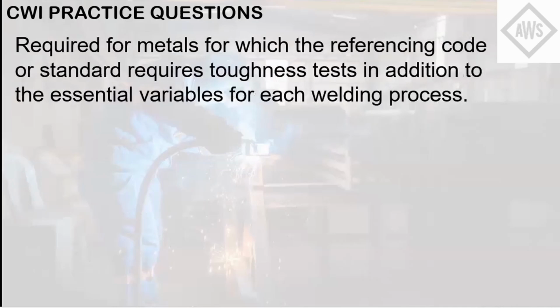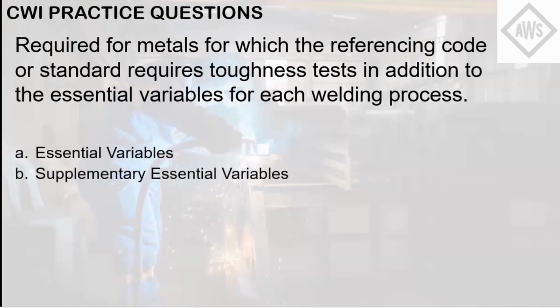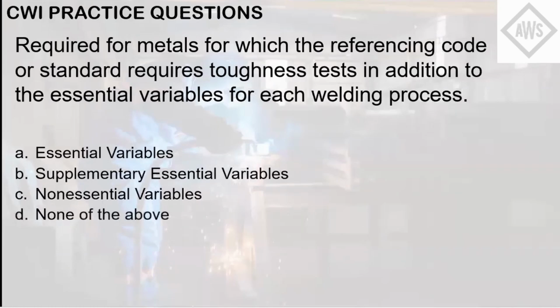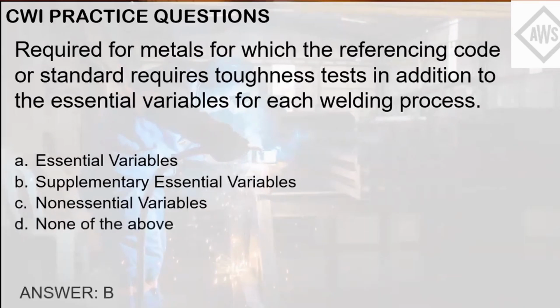Next question. This is required for metals for which the referencing code or standard requires toughness test in addition to the essential variables for each welding process. So what do you call this variable? Letter A, essential variables. Letter B, supplementary essential variables. Letter C, non-essential variables. Letter D, none of the above. So if you need toughness tests, impact tests such as Izod, Charpy, those kinds of tests, you'll need to address the supplementary essential variables, letter B.